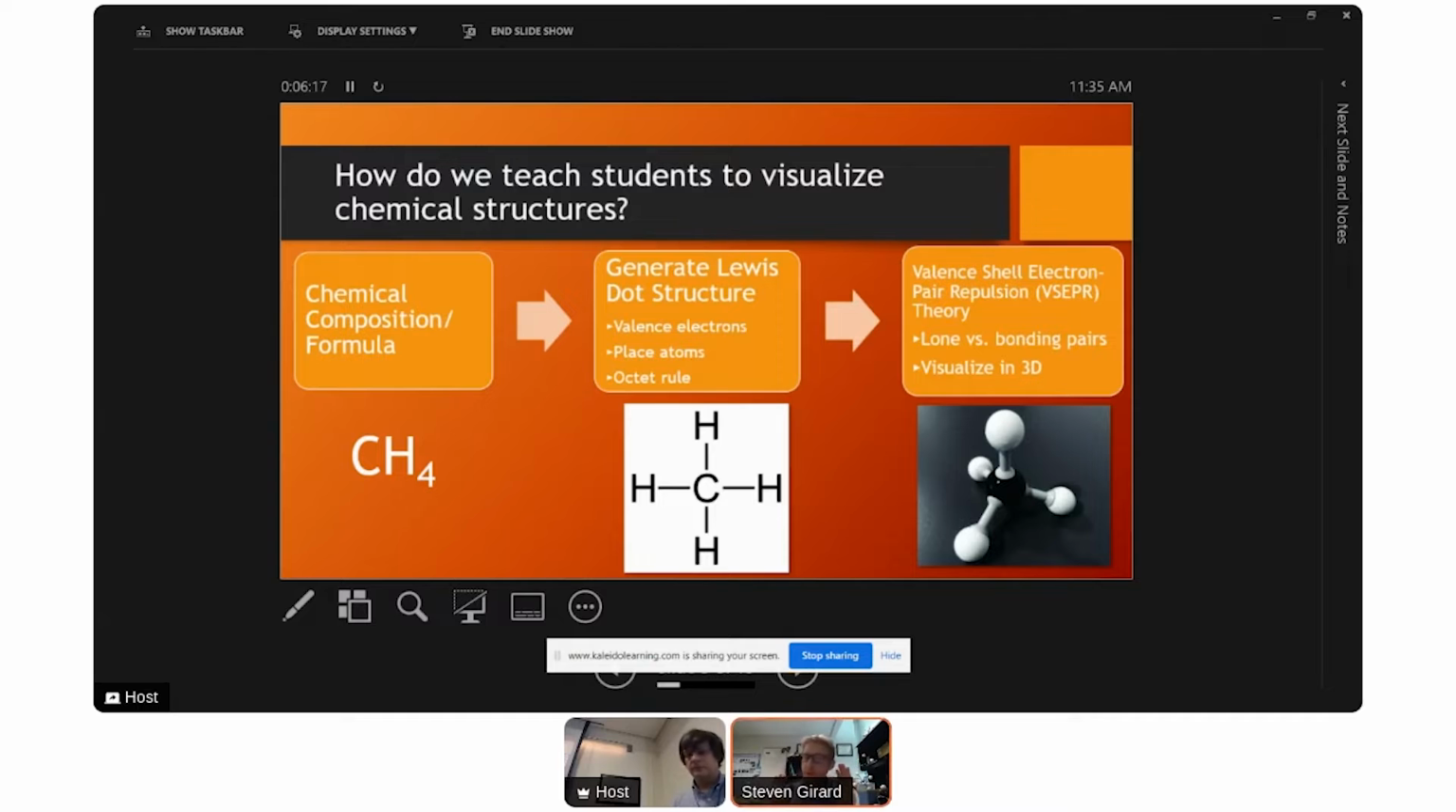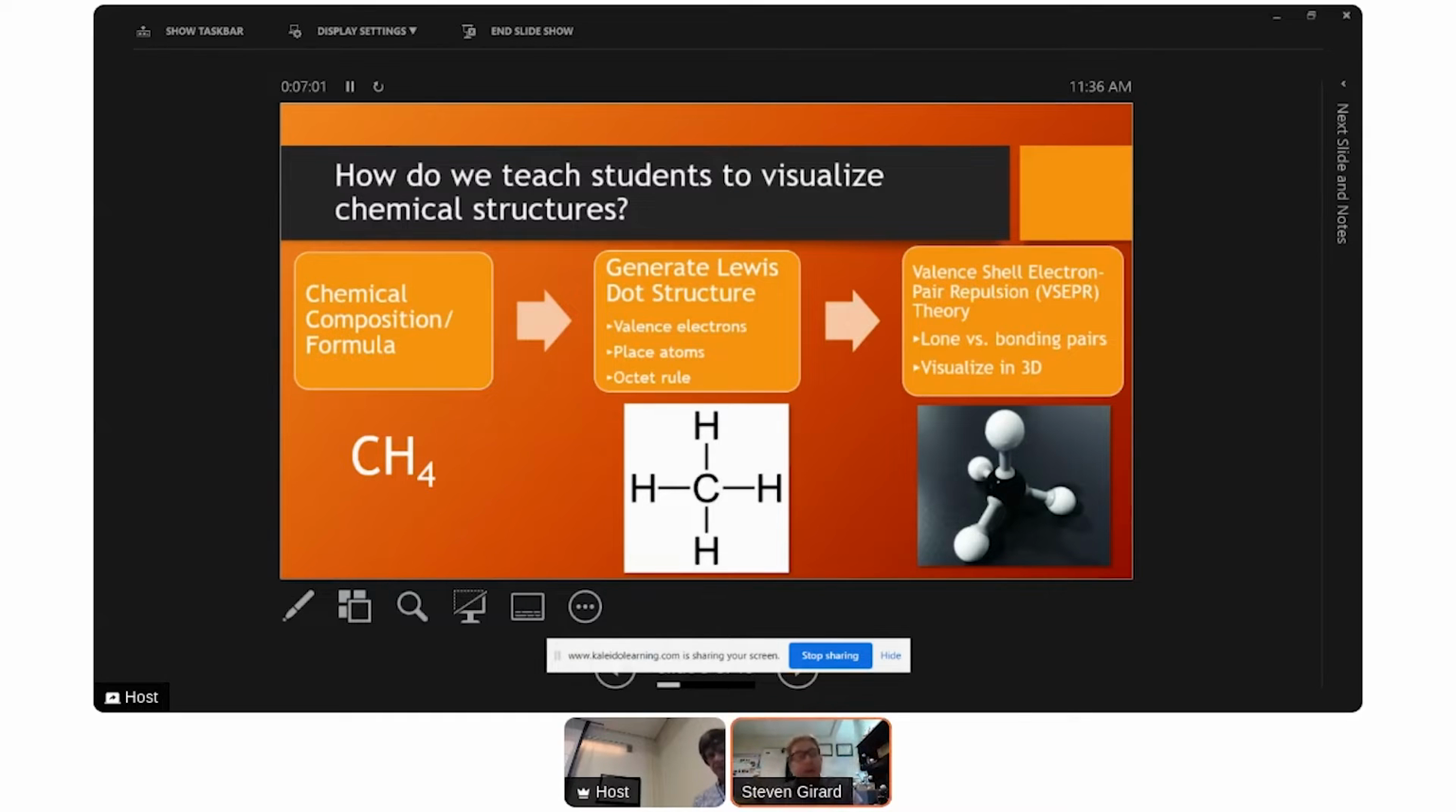Now, students do a pretty good job in the first two parts, right? They take the formula and then they're able to generate a Lewis dot structure because it's a fairly sequential process. But what you'll note is that if students generate the structure that we see on the screen right in the middle there for CH4, that is a totally valid Lewis dot structure, but it is not a fair representation of the actual chemical structure in three-dimensional space. If you look at the center structure, it looks like a flat square, like you would have with 4 hydrogen atoms set up in a diamond formation.